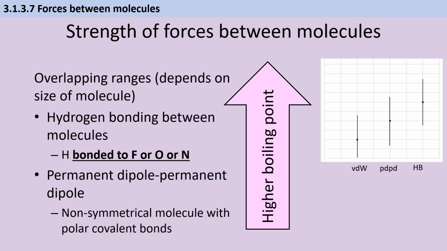The second type of weak intermolecular force is the permanent dipole interaction, and this arises when we have a non-symmetrical molecule that contains bonds that are polar, but not as polar as the ones that lead to hydrogen bonding. For instance, if you have carbon bonded to chlorine, that's a polar bond, and if it's a non-symmetrical molecule, that could lead to a permanent dipole interaction between two adjacent molecules.